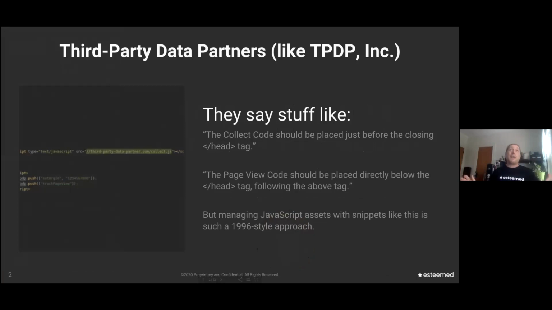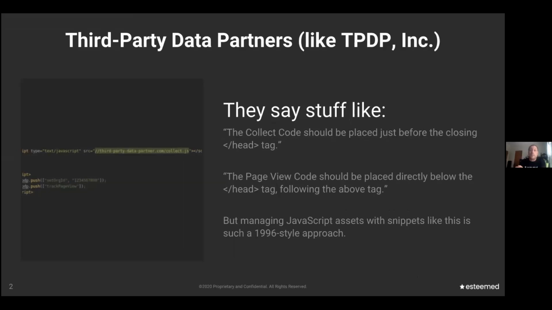So companies love analytics. They love to track impressions on landing pages and leads and conversions. Let's say you have a client that works with a third-party data partner. We'll call them TPDP Incorporated. When you have a third-party data partner that wants to inject tracking codes, they inevitably say stuff like, the collect code should be placed just before the closing head tag, or the page view code should be placed directly below the head tag following the above tag.